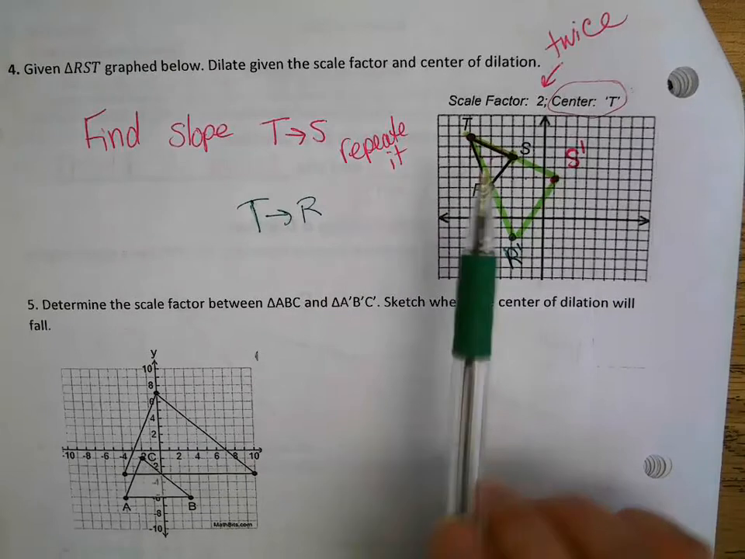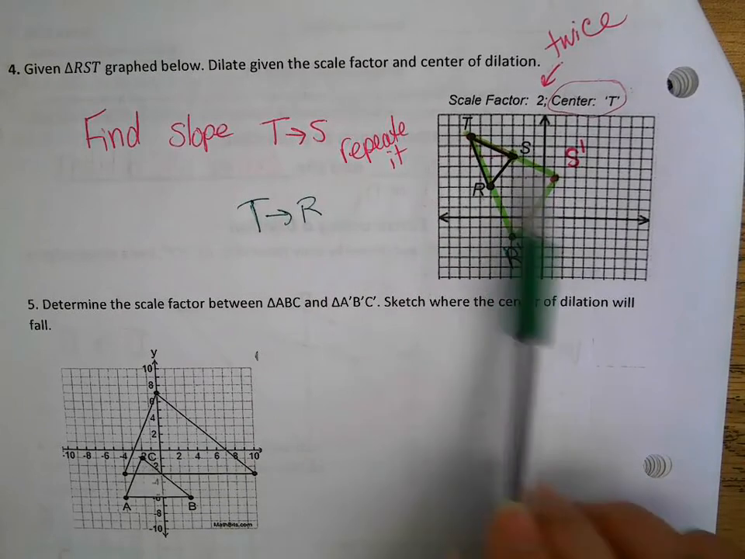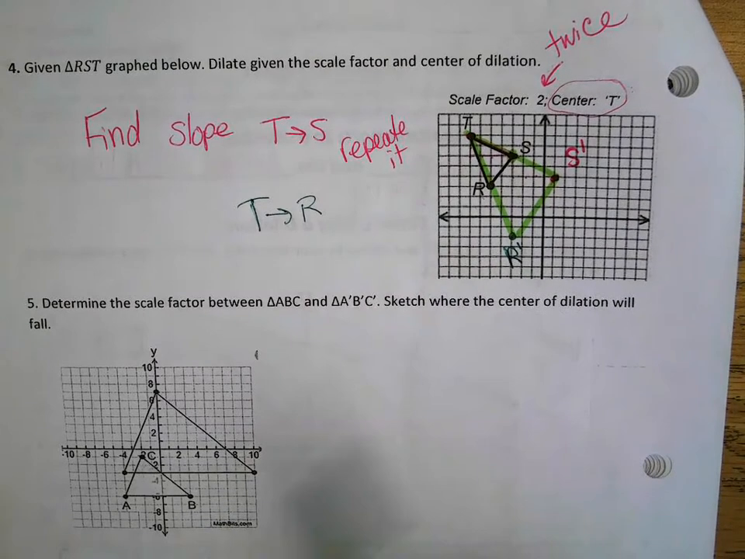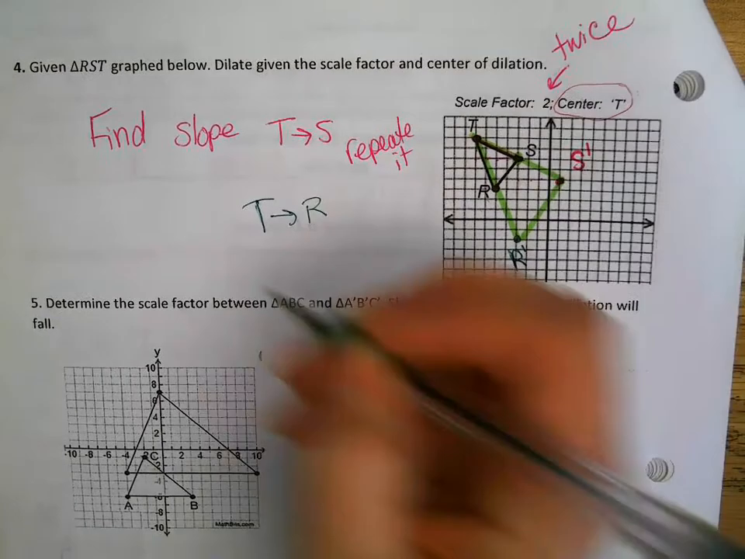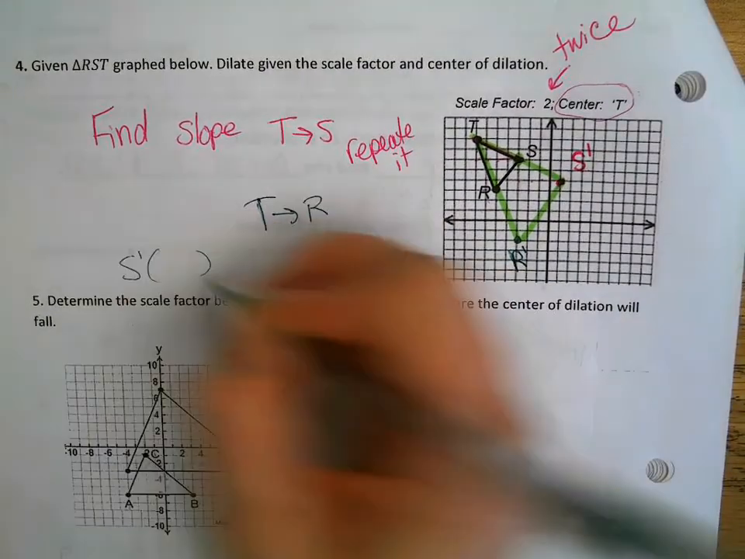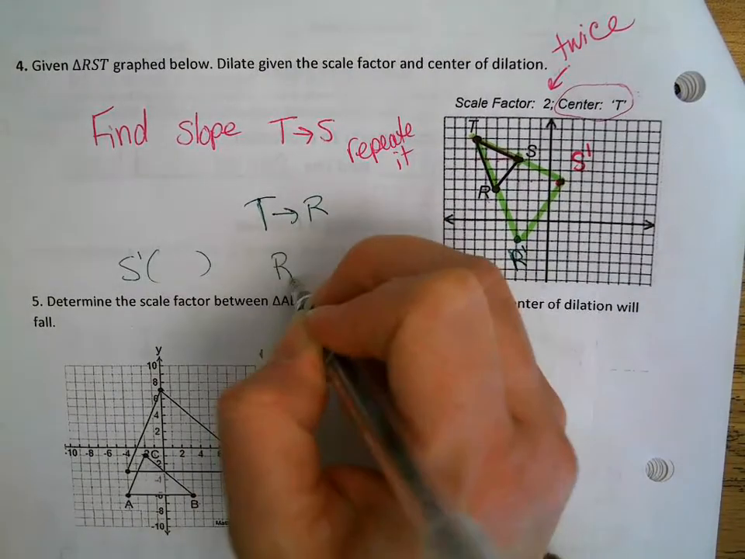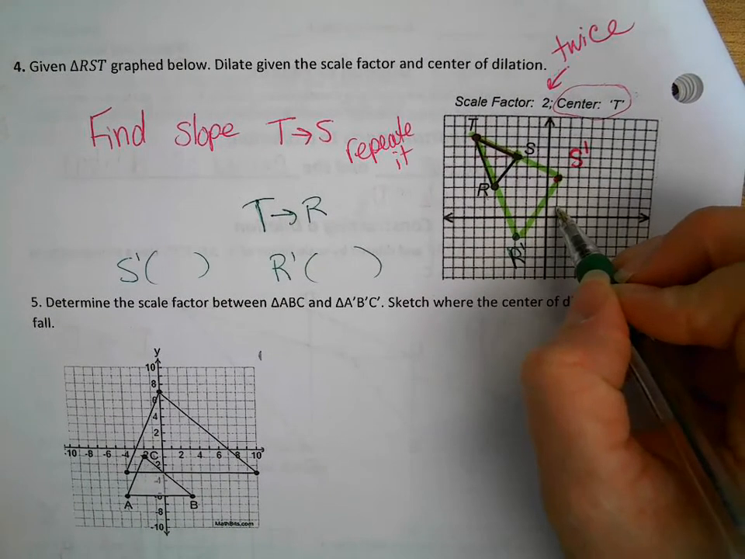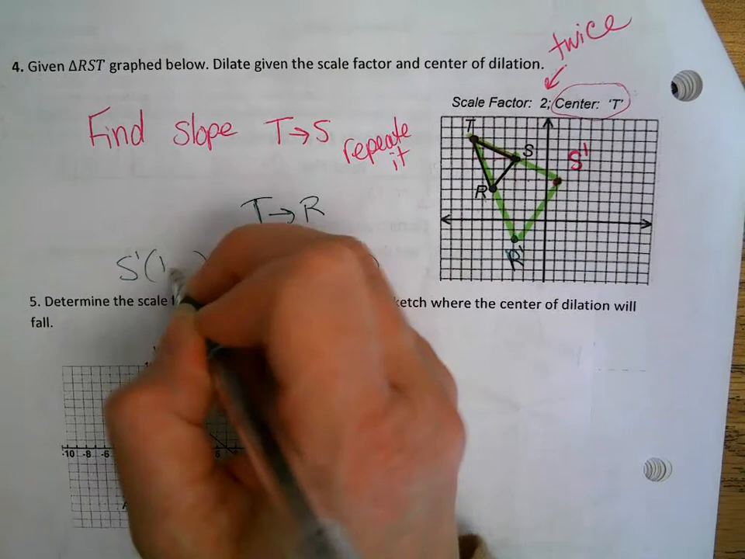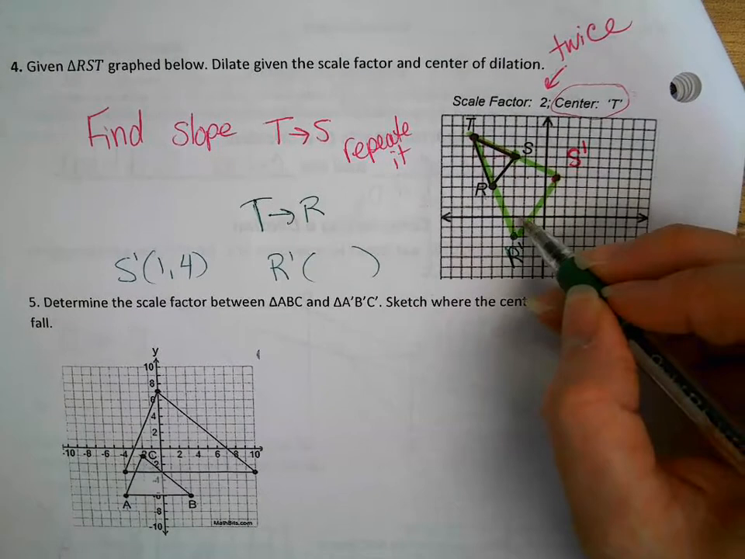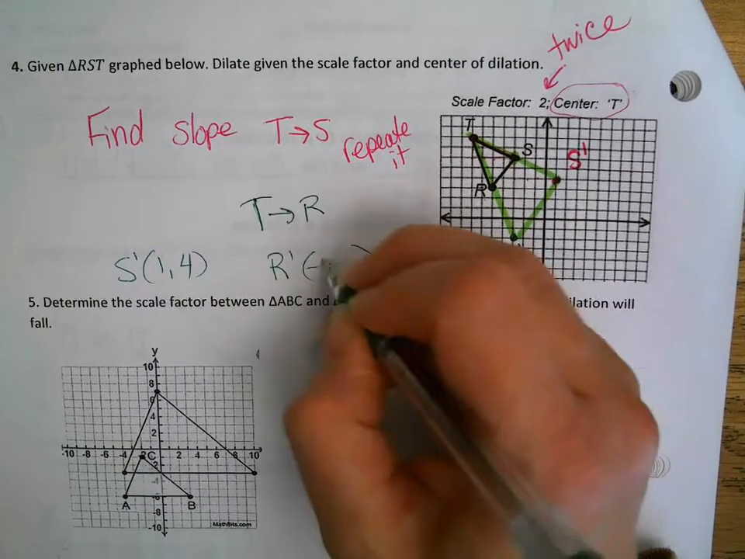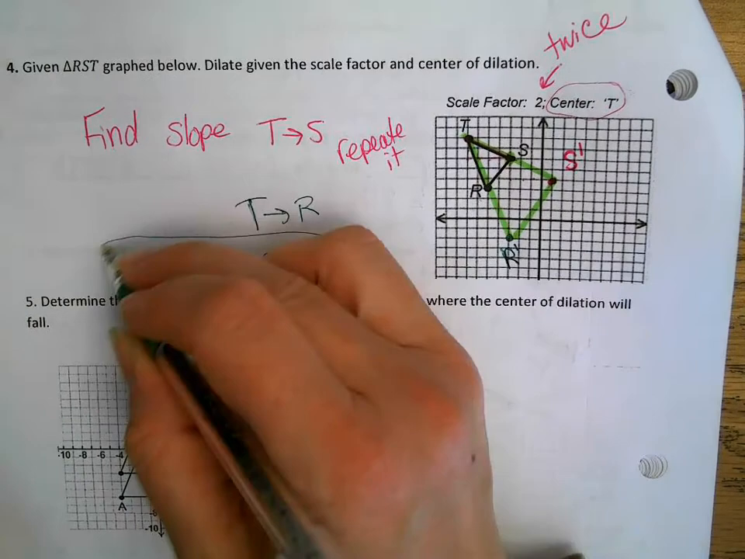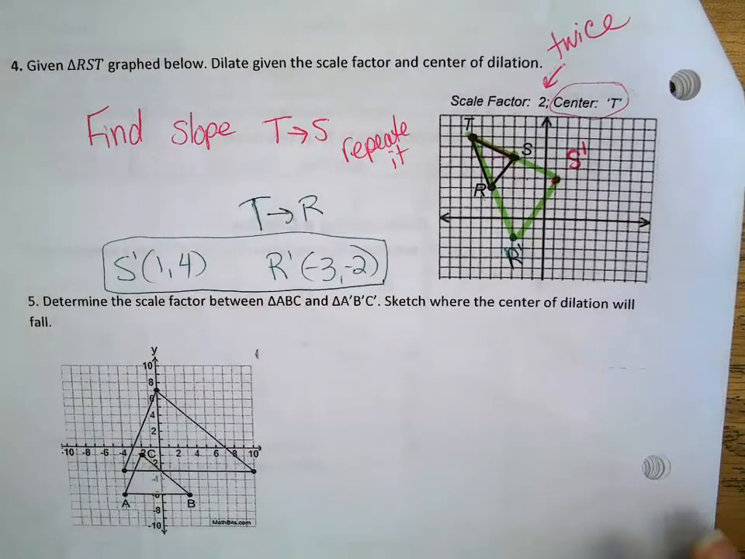So here we took a graphed figure and we dilated it in the coordinate plane. Now we could list the coordinates. So S prime is now a new location. R prime is at a new location. So we have 1 and 1, 2, 3, 4 over 1 up 4. R is -3, -2, if they happen to ask you for it.